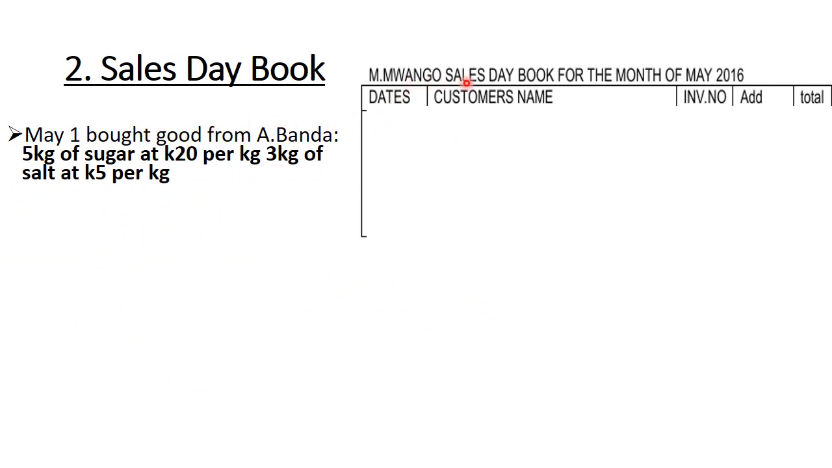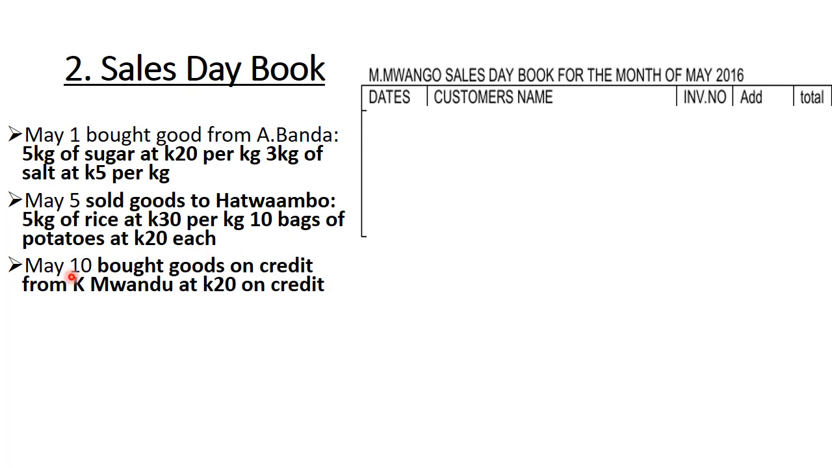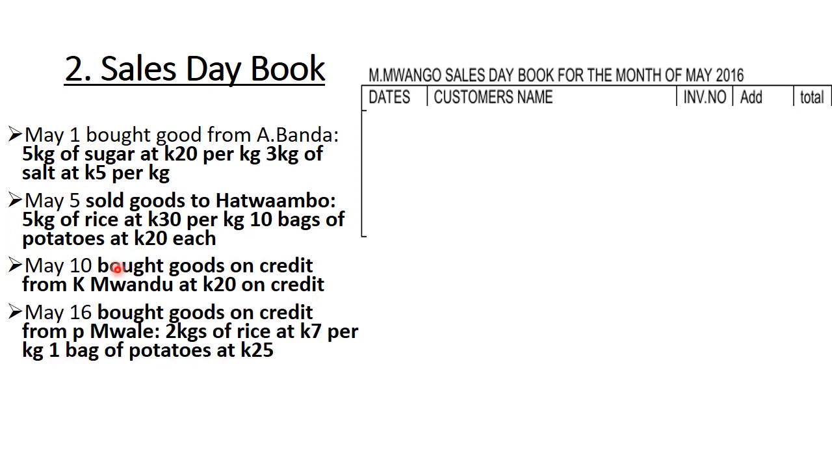So now we go to the sales daybook. We know the first transaction does not participate, but the second does participate. May 5 sold goods to Hatwambo, 5 kg of rice at 8 kwacha per kg and 10 bags of potatoes at 20 kwacha each. Then also we have May 10 bought goods on credit from KMWANDU at 20 kwacha. So this won't participate, it's a purchase. Then here we also have a purchase, it won't participate. Okay, we just need sales like this one.